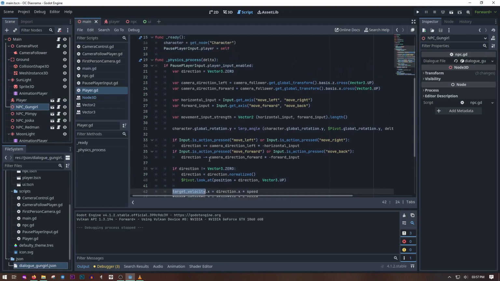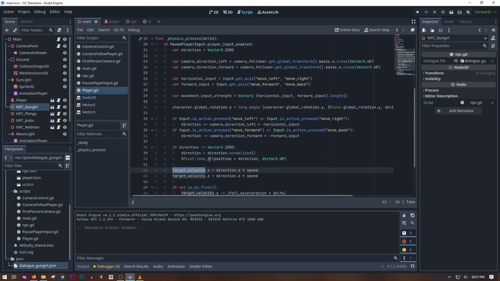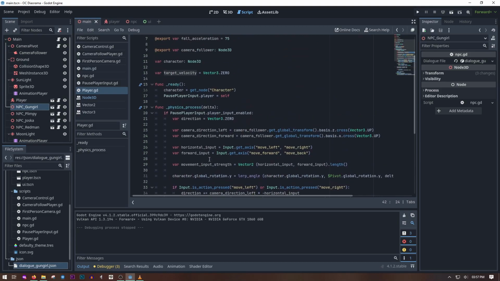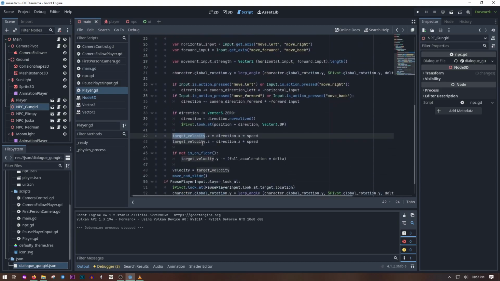Target velocity y, it's just what it wants to do. I'm sort of running low. I'm running out of steam. I might finish this later.